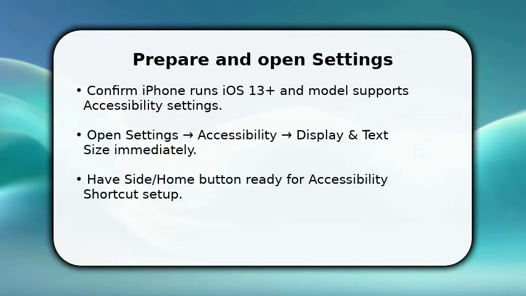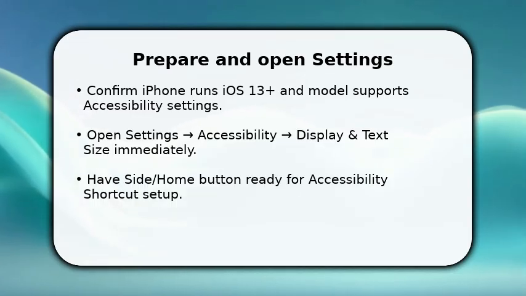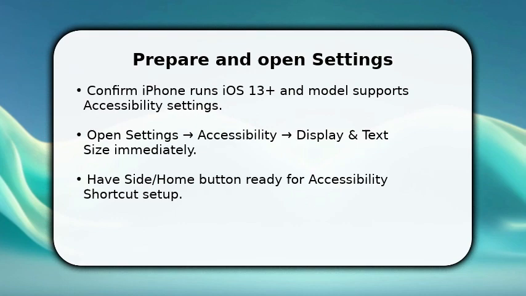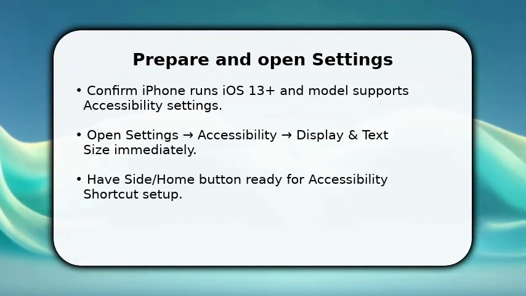Make sure your side or home button is accessible because we'll assign an accessibility shortcut in the next step. You're doing this now to avoid digging later. The faster you assign the shortcut, the quicker you can toggle inverted colors whenever you need them.